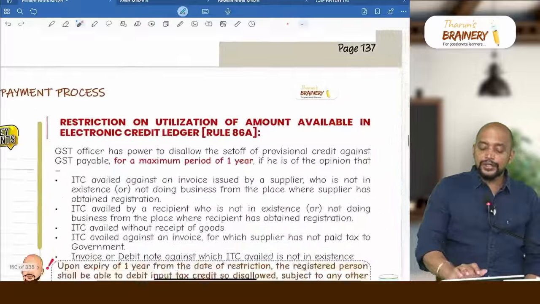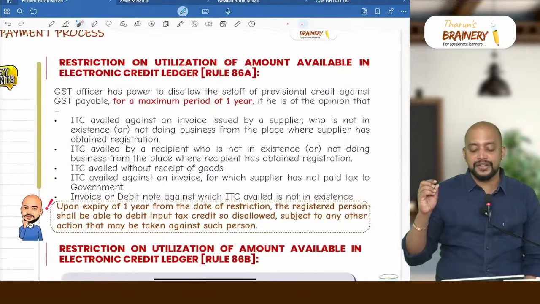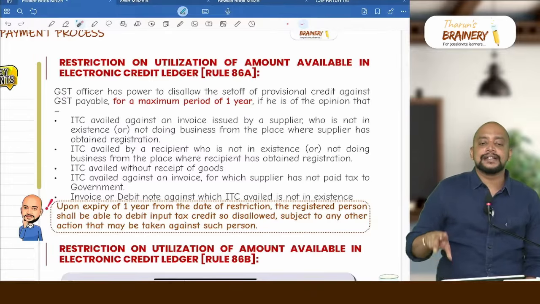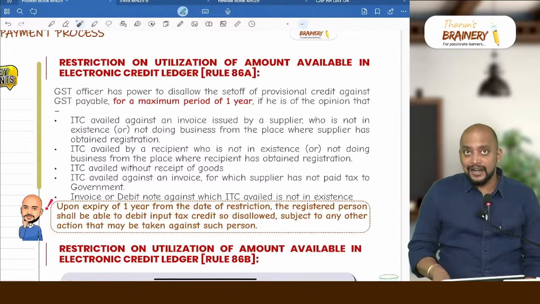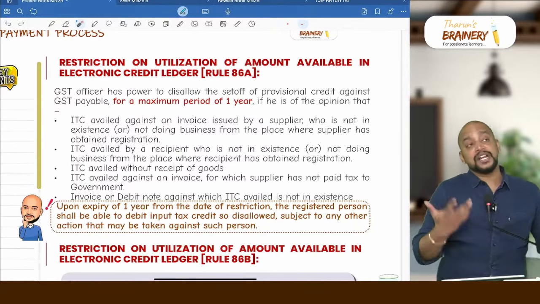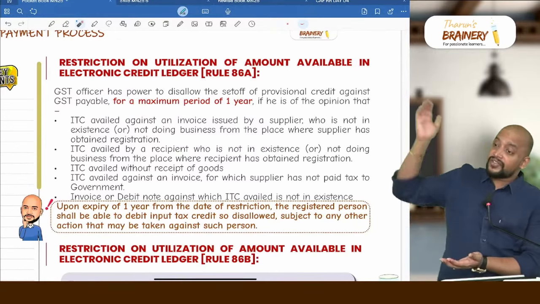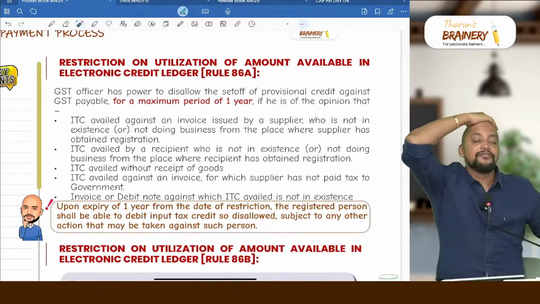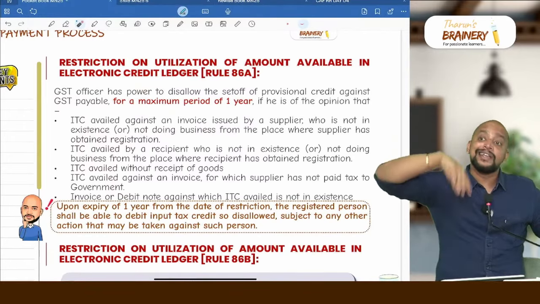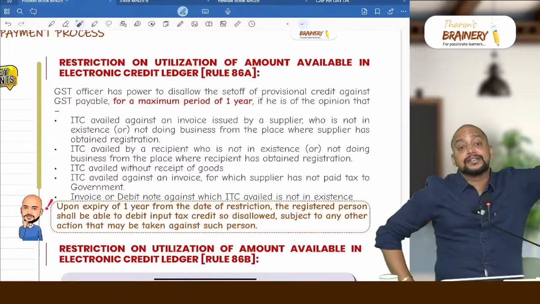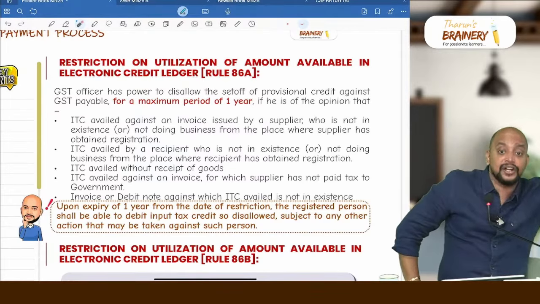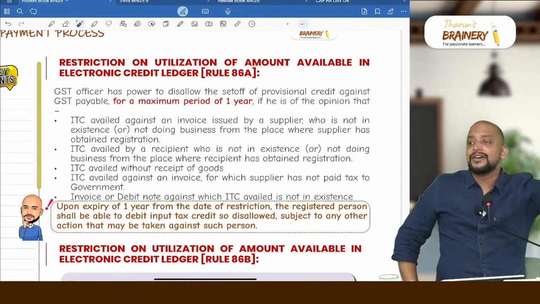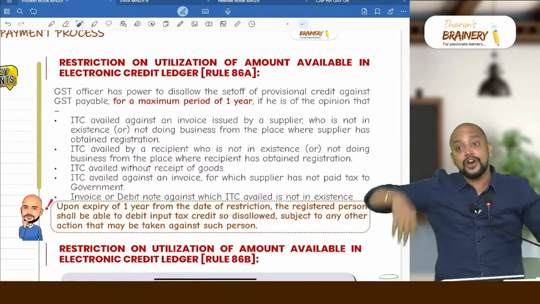Then look into restrictions on utilization of the amount available in the credit ledger. There are two restrictions, 86A and 86B. Rule 86A says that whenever the ITC has been availed in the credit ledger, even after availment in the credit ledger, it may be suspended by the proper officer for a maximum period of up to 1 year if the supplier is not in existence, or if your supplier is not doing business from the place where they have obtained registration, or you are not in existence.